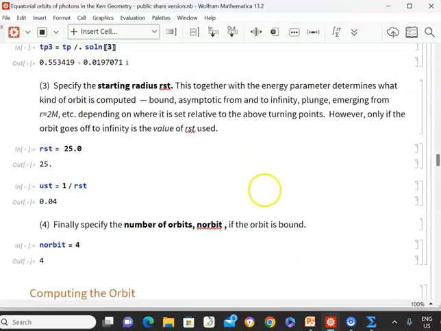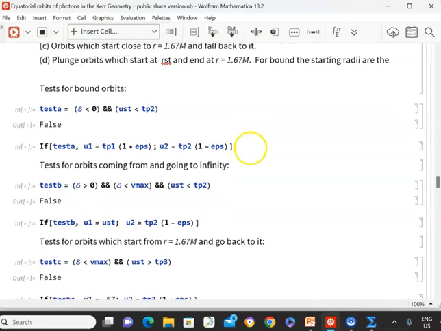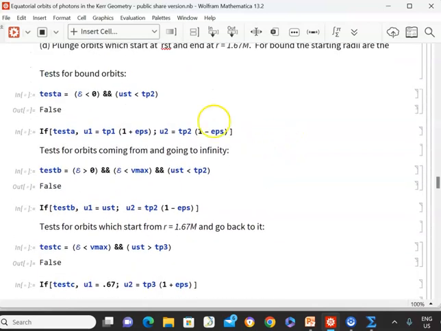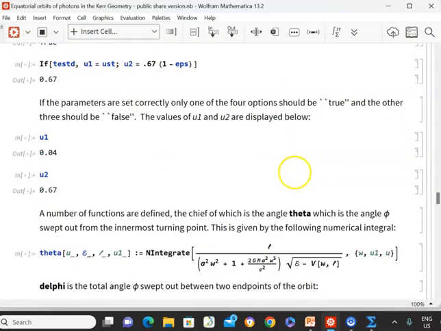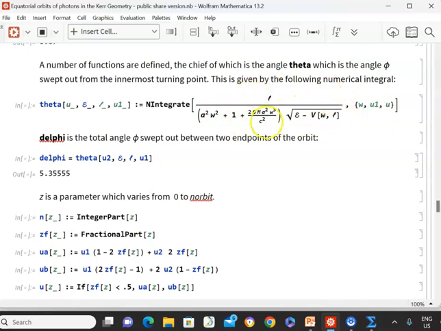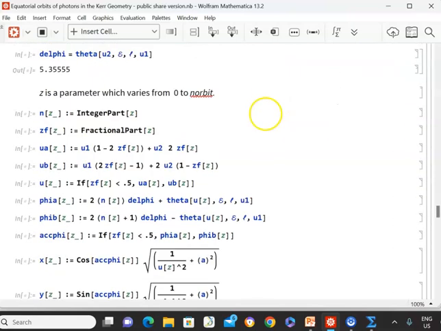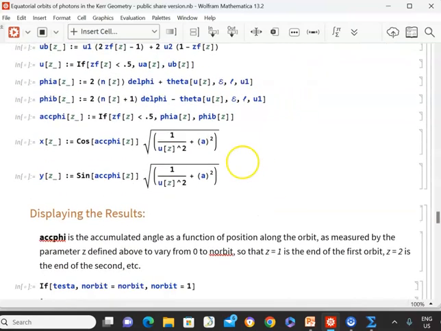Okay, keep going down. Sensitivity I've set to 1 in 10 to the minus 10. Pretty ambitious there, and there's a reason for that, but I won't go into that. Anyway, there's some information about the orbit. It carries out tests for you, and we're going to see tests for plunge orbits here. And look at this. Here's our expression again from earlier. Remember the H, which in this program is just called L. And del phi is the total angle swept out. Endpoints. Remember parametrically plotting it. Oblate spheroidal coordinates, so we had to plot x and y.